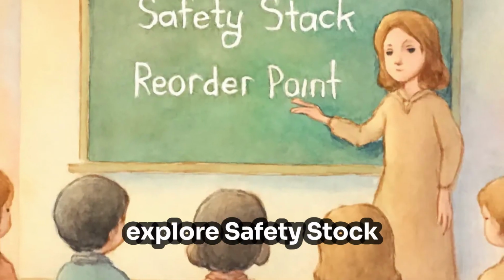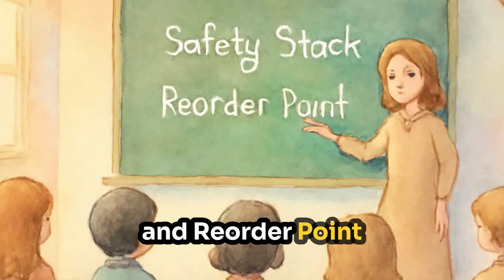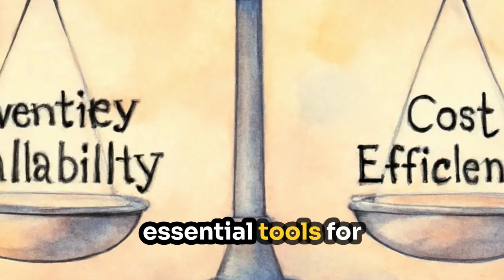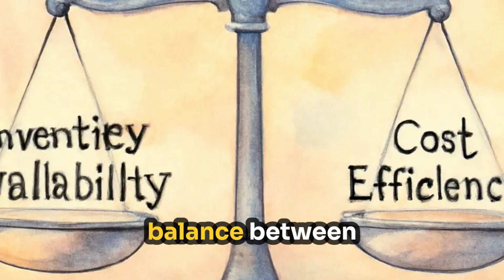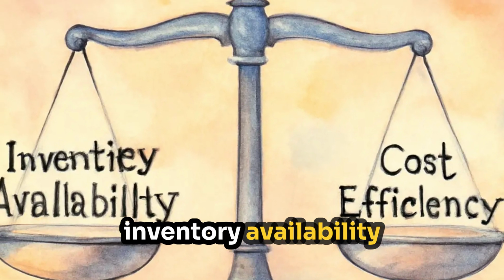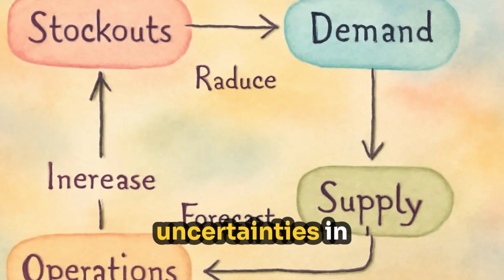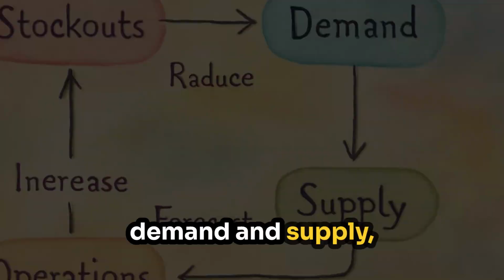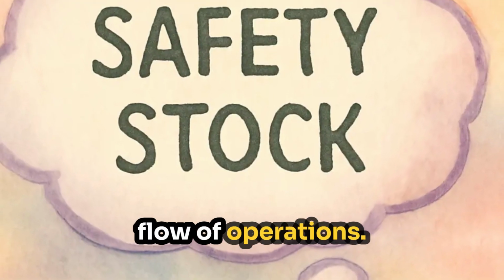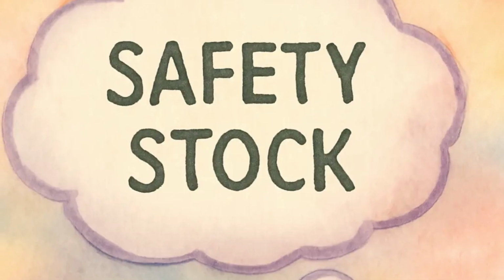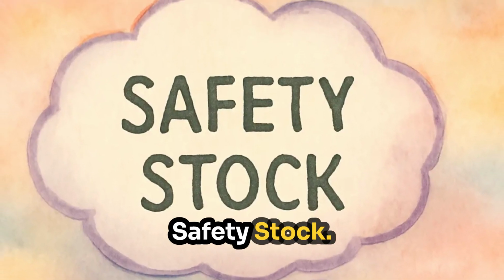In this lesson, we will explore safety stock and reorder point calculations, two essential tools for maintaining an optimal balance between inventory availability and cost efficiency. Understanding these concepts helps businesses prevent stockouts, manage uncertainties in demand and supply, and ensure a smooth flow of operations. Let's start with safety stock.